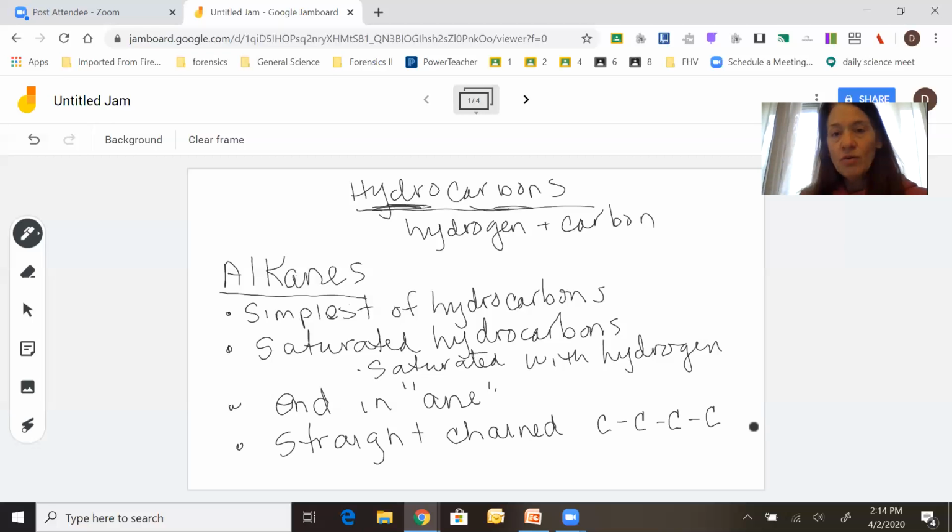All right. So the first type of hydrocarbons we're talking about, remember, hydrocarbons are molecules that have hydrogen and carbon only in them. The first type is called alkanes. They're the simplest of hydrocarbons. They're saturated, which means they have the most amount of hydrogen. And when we talk about the other type of hydrocarbons, you're going to see why this is called saturated. Alkanes end in ANE and they're straight chained.